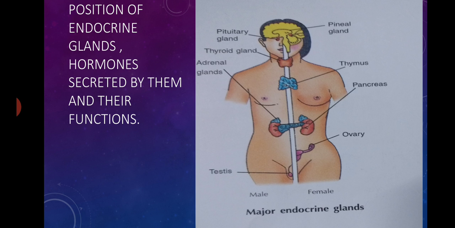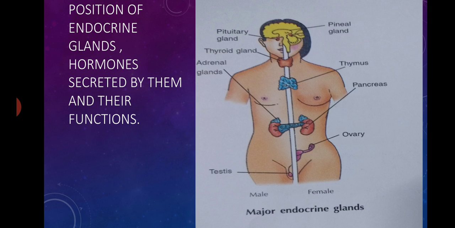Now let's discuss the position of endocrine glands, the hormones secreted by them, and their function in humans. There are different types of glands and locations. The first one is the pituitary gland, and it is present at the base of the brain. This pituitary gland is known as the master gland. Now let's discuss why. It controls a number of secretions, and it controls the functioning of the other endocrine glands. That is why it is known as the master gland.